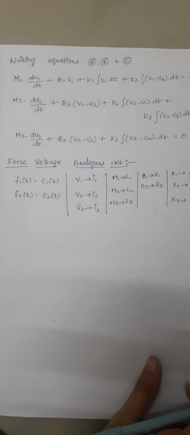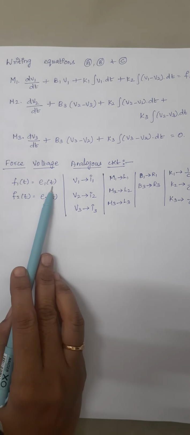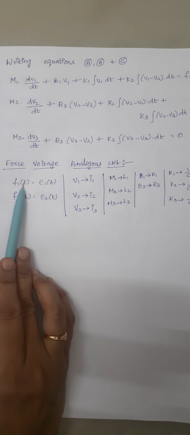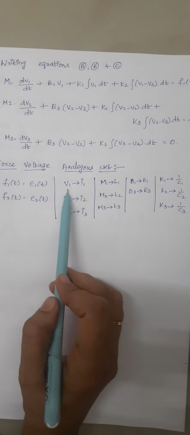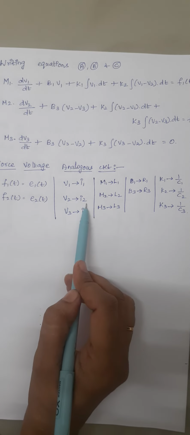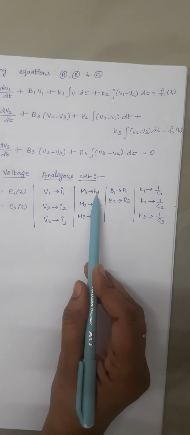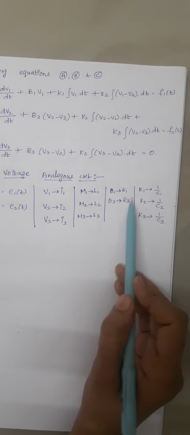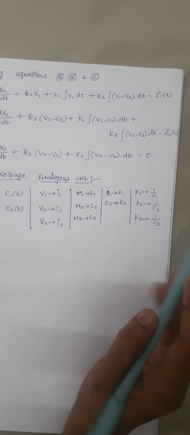Regarding this force voltage analogy, force will be equal to voltage. We are having 2 forces from the free body diagram, F1 and F2, that become E1 and E2. Similarly, V1 becomes I1, V2 becomes I2, and V3 becomes I3. And these masses will be represented as inductors, the dashpots will be represented as resistors, and the springs will be represented as capacitors.